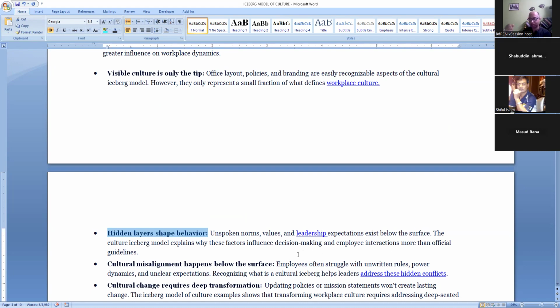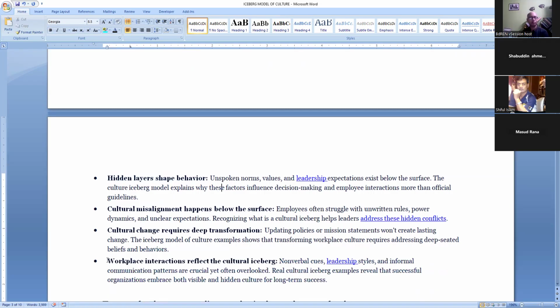Suppose your boss is a very good leader. To be a good leader, you should have confidence. You should have the power to decide. You should have the power to take prompt action. You should have the power to make the best use of your time. So these are the qualities which are not visible from outside. These are called hidden layers of your culture.